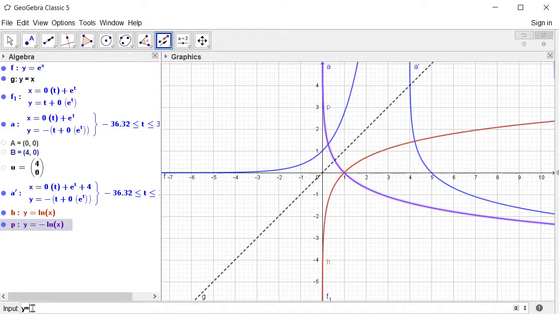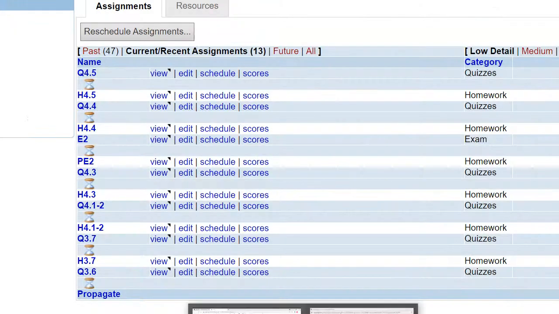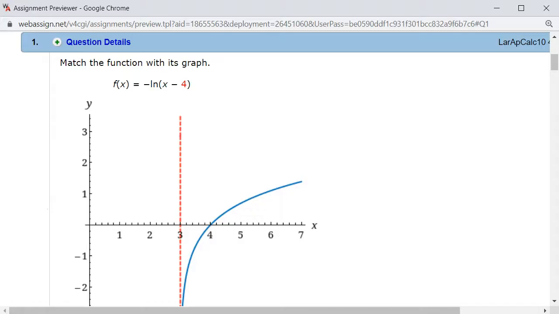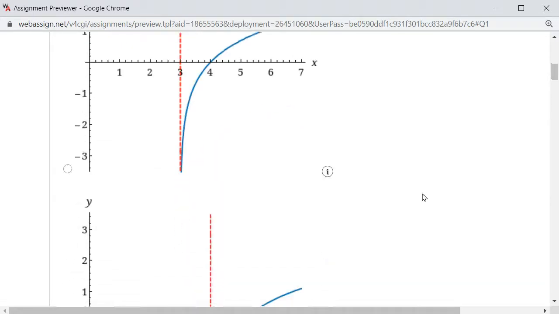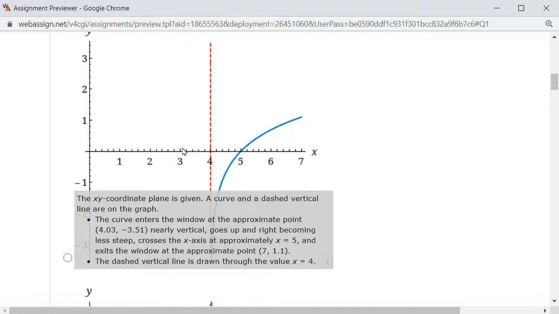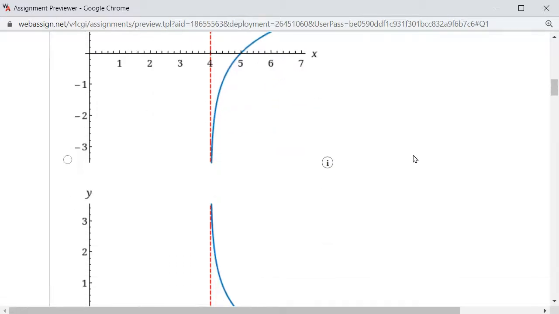So it's going to be y equals negative natural log of x minus 4. This shifts the picture to the right 4 units, hopefully. And hit enter. You can see that it fits exactly there. So the graph is a reflection about the x-axis and shifted to the right 4 units. Which one is that? Oh, that's not the right one. Here, it looks like it's only shifted 3 units, so this is not it. This one is shifted 4 units, but there's no reflection, so this is not it.